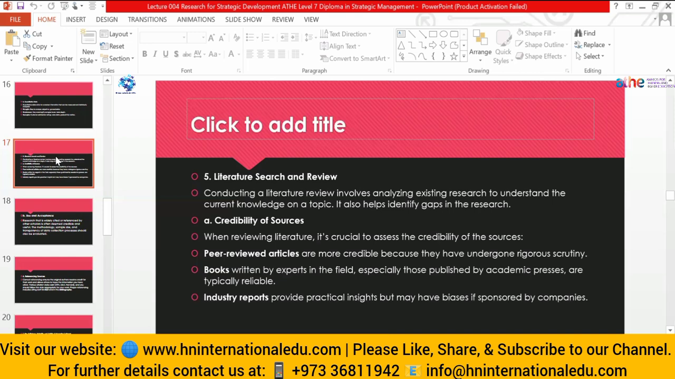First, the credibility of sources. When reviewing the literature, it assesses the credibility of the sources. That is from where you are actually taking the data. Peer-reviewed articles are more credible because they have undergone rigorous scrutiny, because they have been accepted and passed by many researchers already. Books written by experts in the field, especially those published by academic presses, are typically reliable.